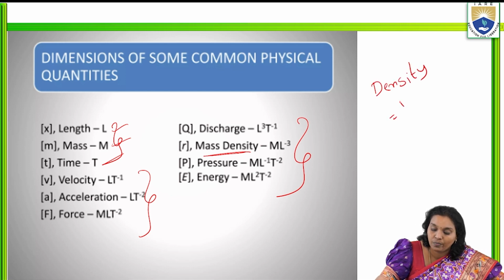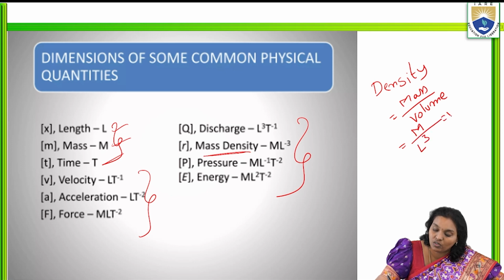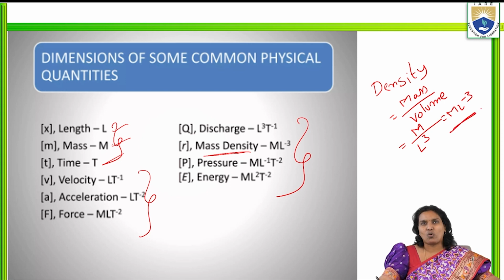Density is equal to mass by volume. This is the formula. Mass is equal to M and volume is equal to L cubed. So that is equal to M L to the power of minus 3, which is the dimension of the quantity density.